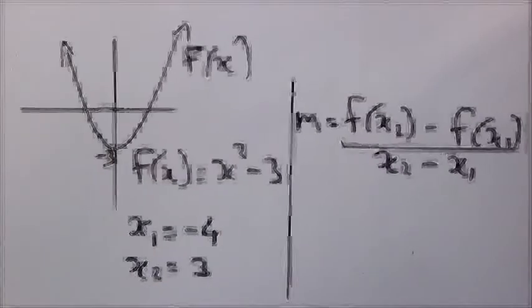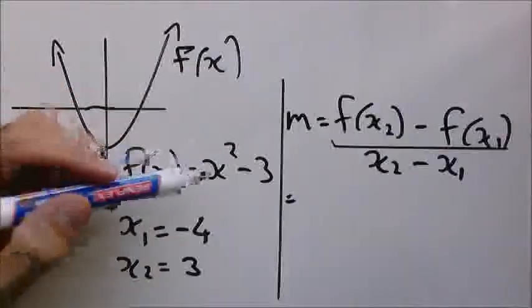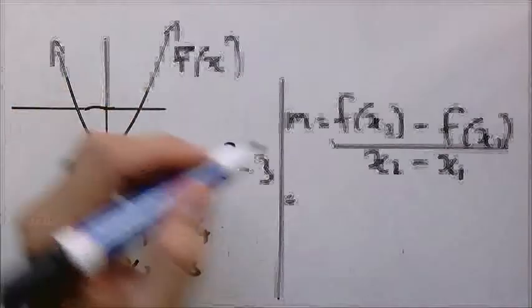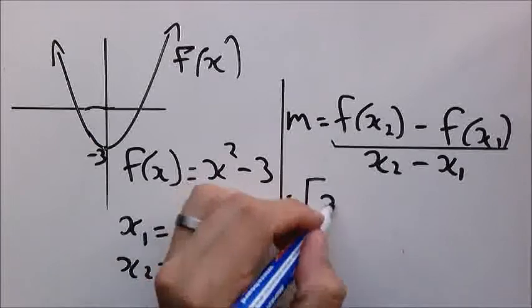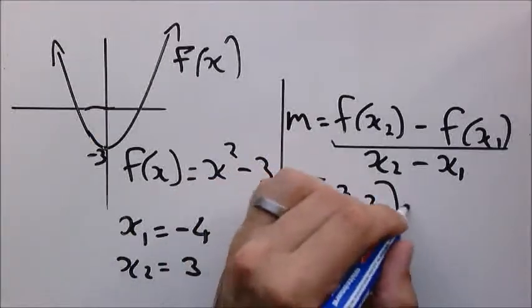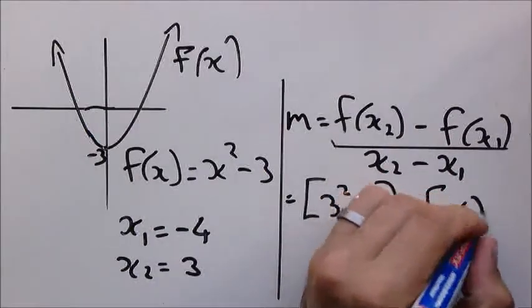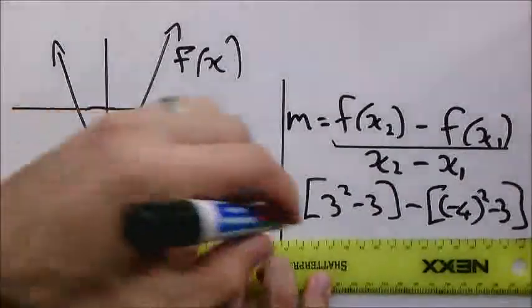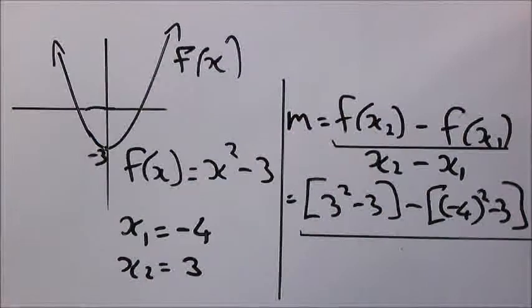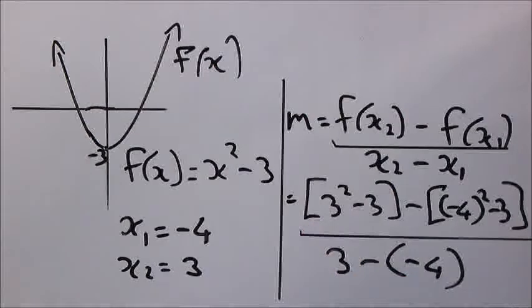Okay, now this was x squared minus 3, right? So where x2 is 3, it will be 3 squared minus 3, minus bracket, and x1 was -4, so it would be -4 squared minus 3, divided by x2, which was 3, minus x1, which is -4. Okay, let's calculate.